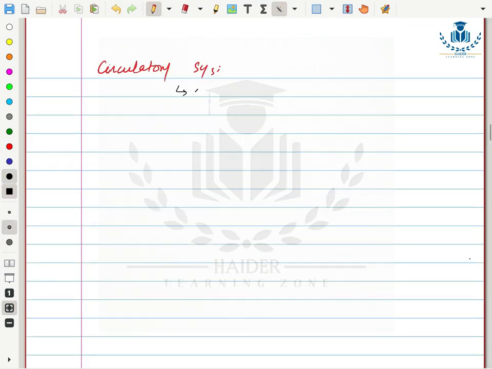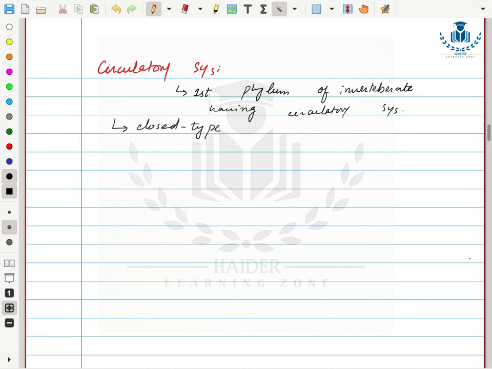So, annelids are the first phylum of invertebrates that has developed a circulatory system, and they have a closed type circulatory system. There are two kinds of circulatory system, open type and closed type. In open type, there are no blood vessels, while in closed type, they have blood vessels and blood flows in these closed vessels. In case of open type, blood flows in open spaces called sinuses.